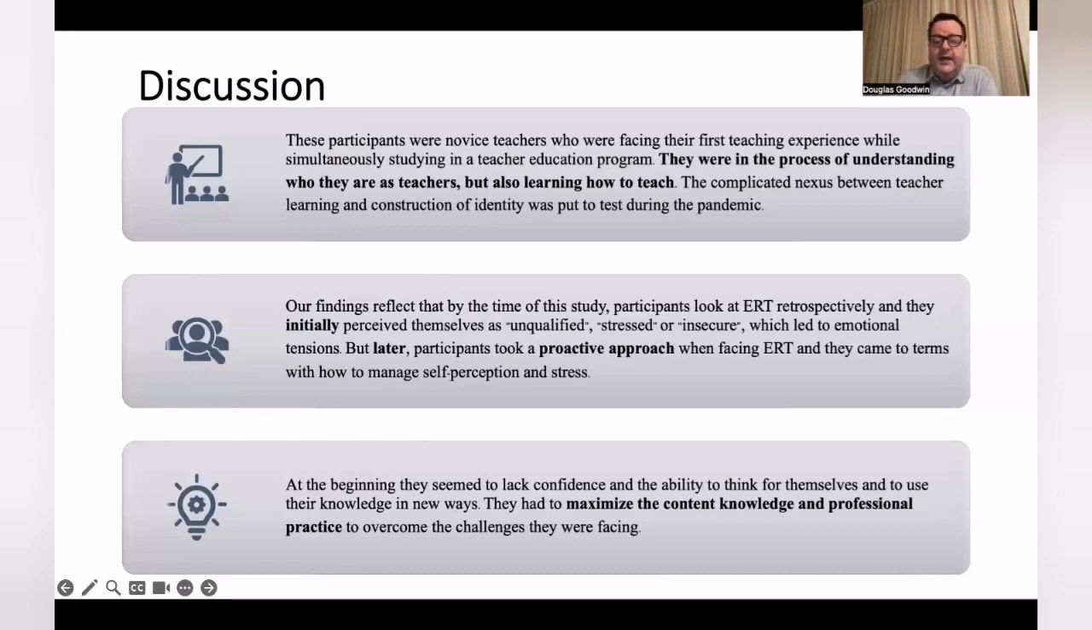At the beginning, they seemed to lack confidence and the ability to think for themselves and to use their knowledge in new ways. They had to maximize the content knowledge and professional practice to overcome the challenges they were facing.